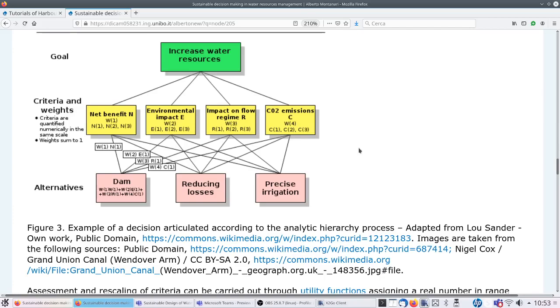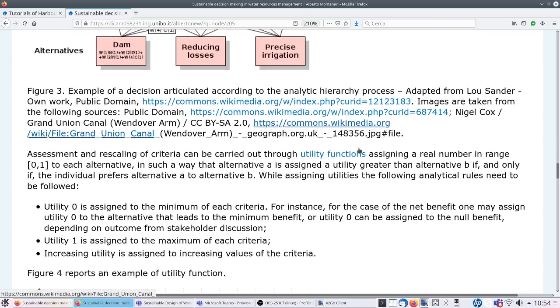Now, let's focus on one alternative, the dam. We know that the dam has four utilities, one for each impact. So the dam has the utility N1 for the net benefit, E1 for the environmental impact, R1 for the impact on flow regime, and C1 for CO2 emissions. Now we can combine these four utilities with the four weights.